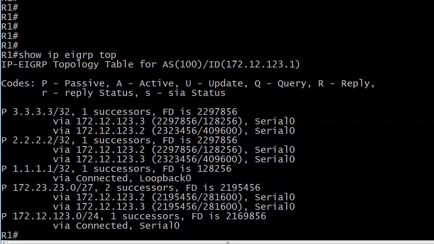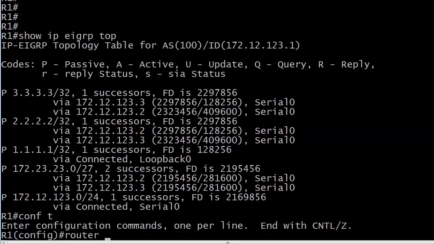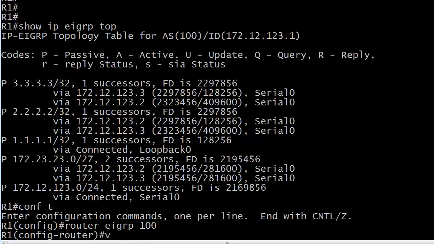Now, what we're going to do is we want to use both paths to router 2's loopback. And we can do that with the variance command. And it's a good idea to stick with the lowest variance value that you can to get the job done. Because I know what someone's thinking, because I was thinking the same thing once. Let's take a look at the variance command here.